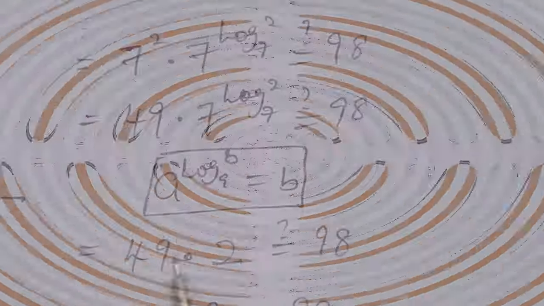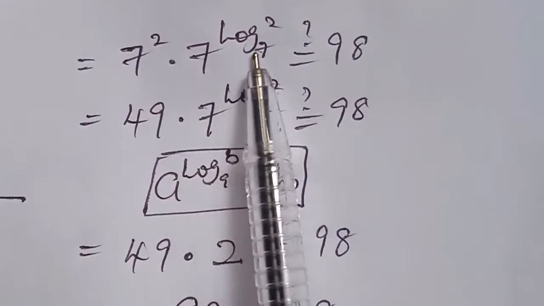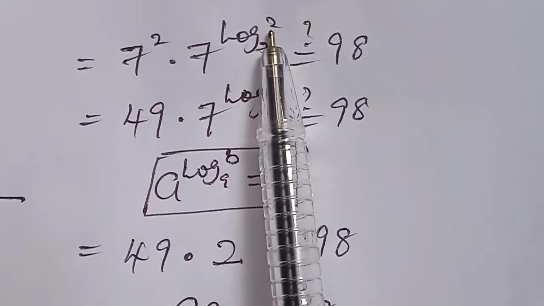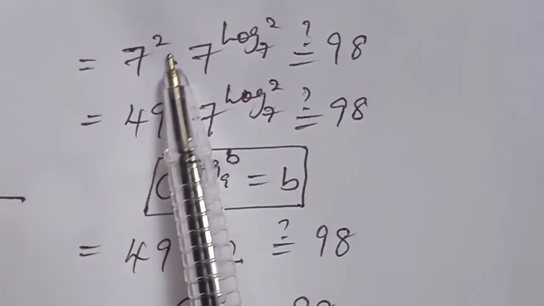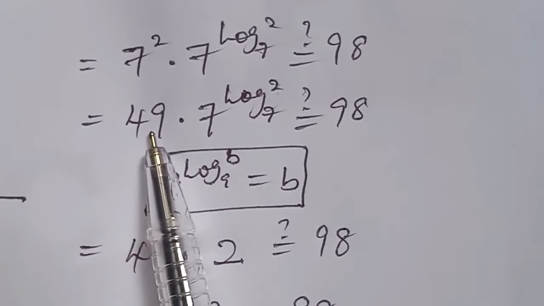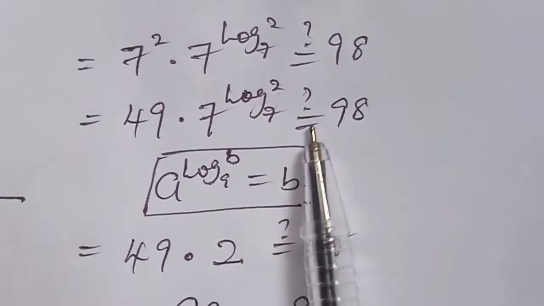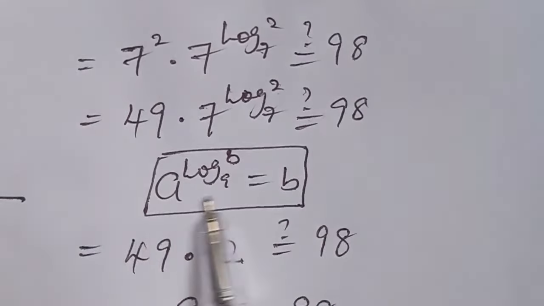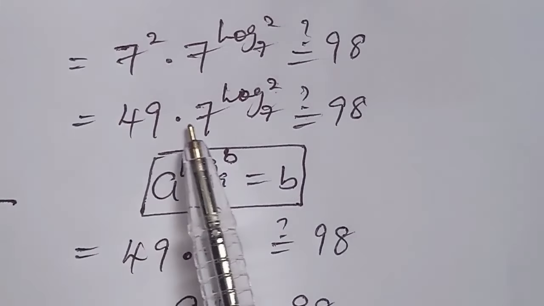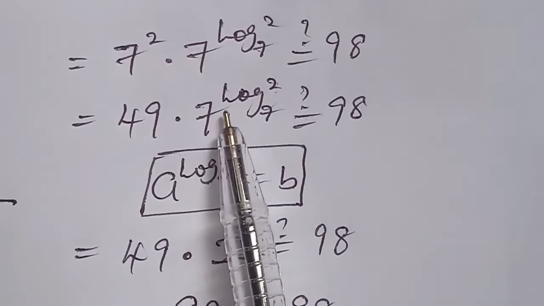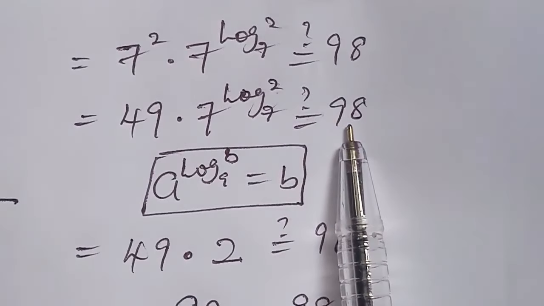So from here, we have 7 to the power of 2 multiplied by 7 to the power of log 2 base of 7. Would that be equal to 98? So 7 to the power of 2 equals 49 multiplied by this expression. Would that be equal to 98? So from this identity, that will be equal to 49 multiplied by 7 to the power of log 2 base of 7. Would that be equal to 98?